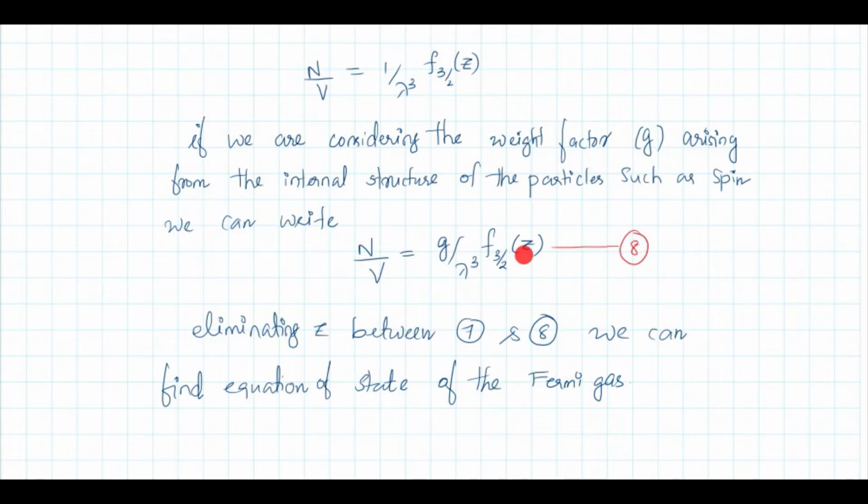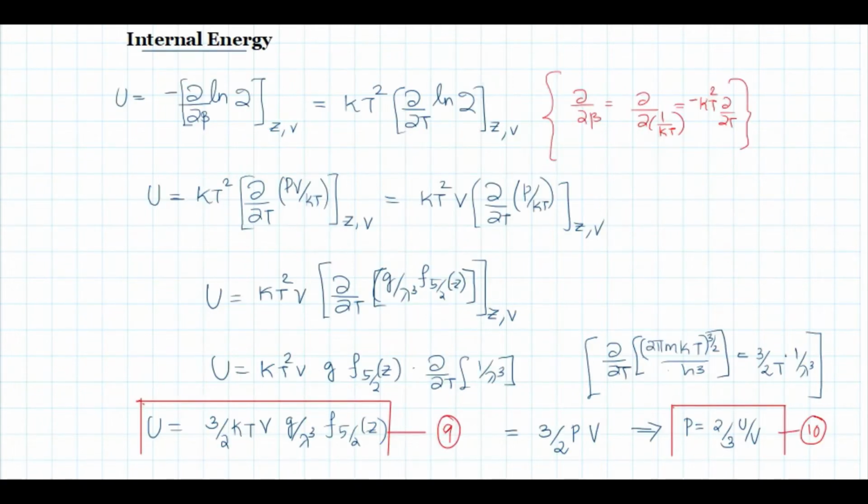In both equations, the right hand side contains a Z. By eliminating that Z between equations 7 and 8, we can find the equation of state of the Fermi gas. This is the same procedure we did in the case of the Bose gas also. There we found equations for P by kT and N by V and eliminated Z between those two equations to obtain the equation of state. So all the procedures are exactly the same as with the Bose gas.